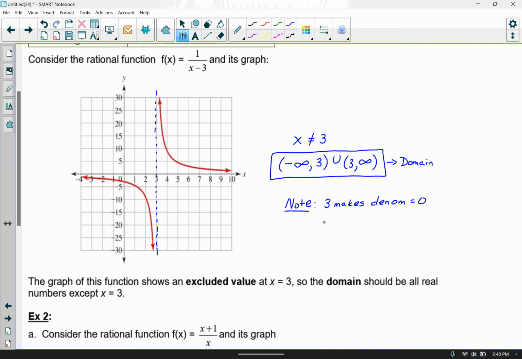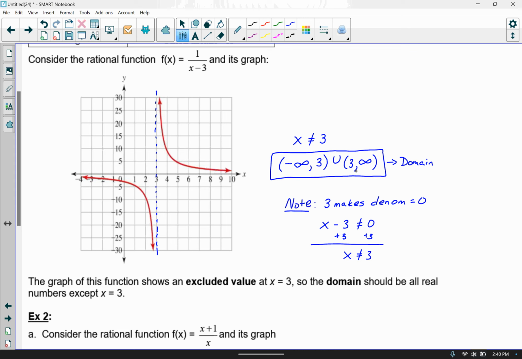If you remember, whenever we found excluded values back in the beginning of this unit, we set our denominator equal to 0. So here I'm just going to say set that denominator not equal to 0. Solve for x. What we find then is that x cannot equal 3, but x can equal anything else. So what we're saying here is that I can get really close to it and say 2.99999, and then on the right-hand side, I can get 3.00001. Really, really close to 3, but I can never equal 3. Okay, so that's why we use those soft parentheses on the 3 there.